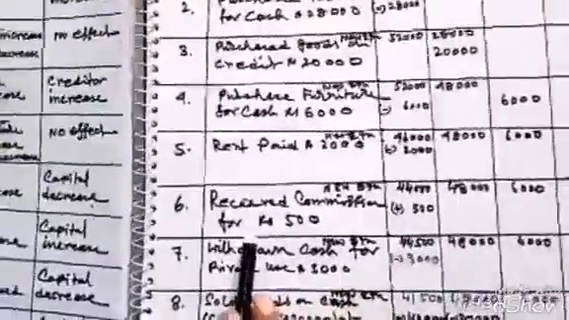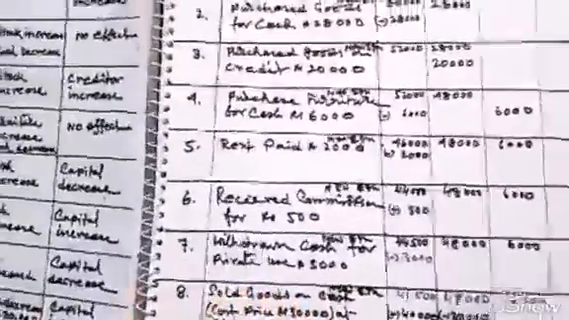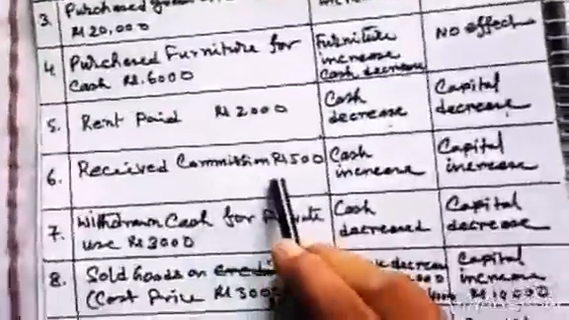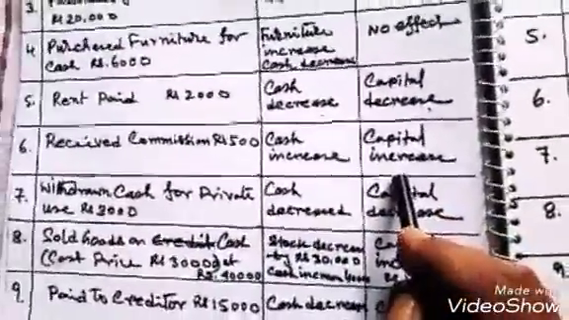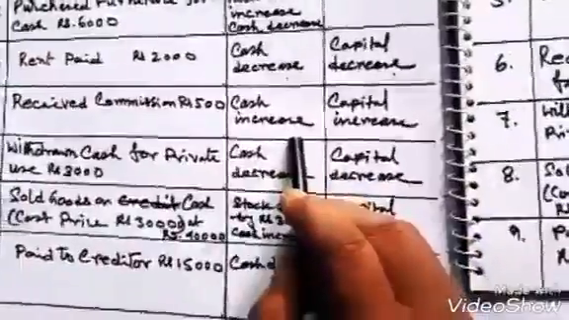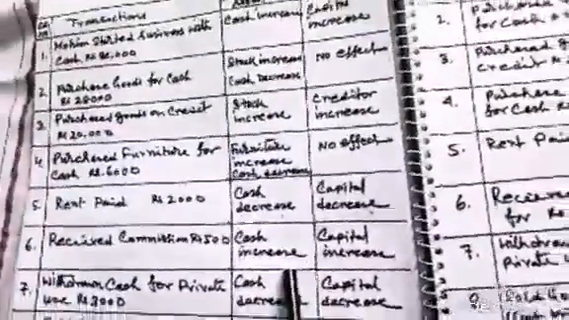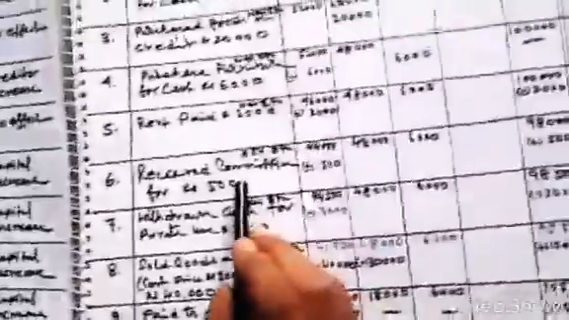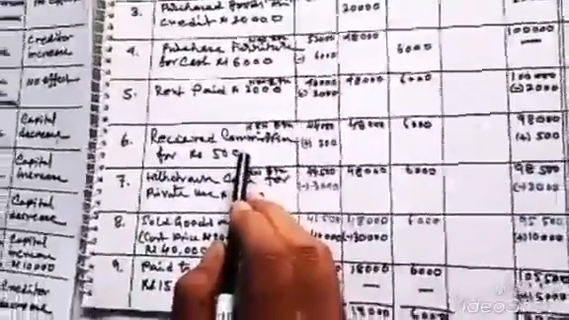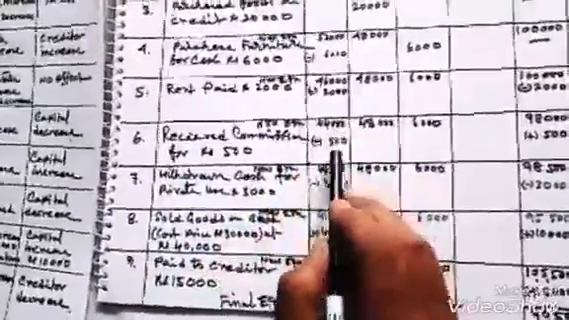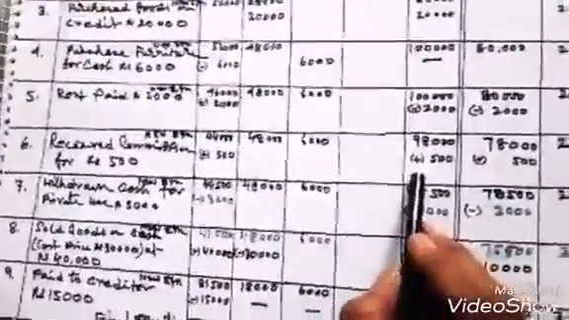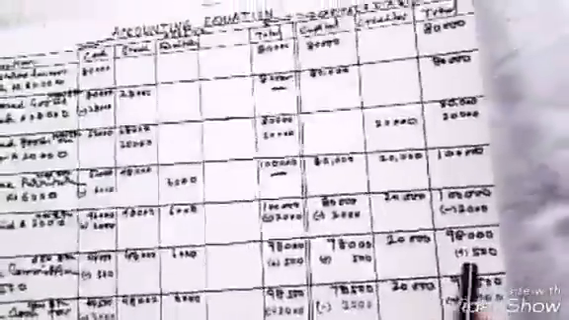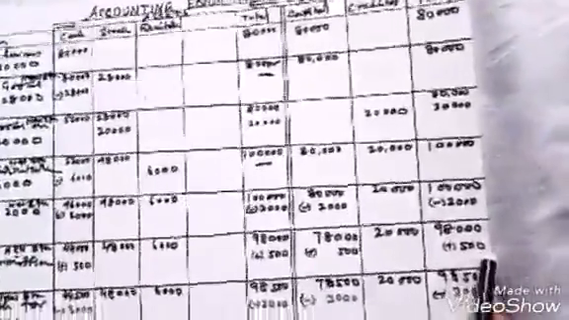Received commission for rupees 500. See here in the accounting analysis, since it is an income, so it increases the capital and increases the cash also. Now come here at accounting equation. So it increases cash by 500. On the total it is plus 500. Increases capital plus 500. On the total plus 500.